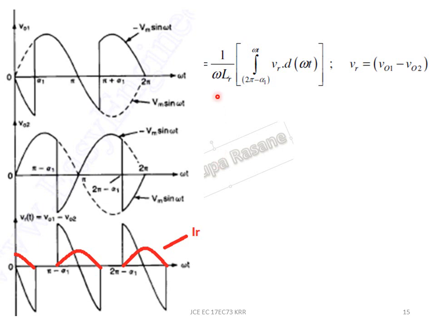Now, the circulating current can be evaluated using this formula: the current across the inductor is given by 1 upon LR times the integration of the voltage across it. And we can take the limits from 2 pi minus alpha to omega t because it is a continuous waveform. So VR is nothing but V01 minus V02, where V01 is the output of converter 1 and V02 is the output of converter 2. So that has been shown here.